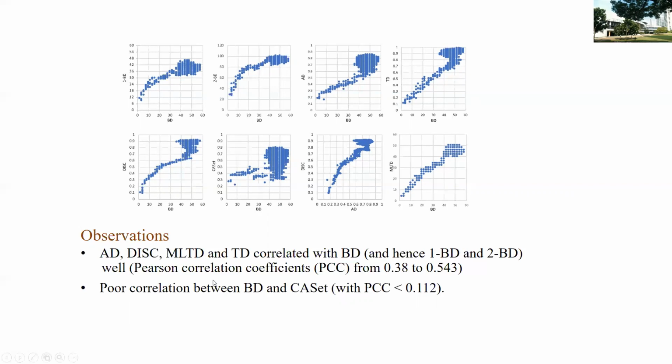We have 2 findings. The first is AD, DISC, MLTD, and TD correlated well with bulk distance. The Pearson correlation coefficient for them ranges from 0.38 to 0.543. The second, the bulk distance and the CASET were poorly correlated. The Pearson correlation coefficient for them was below 0.112.